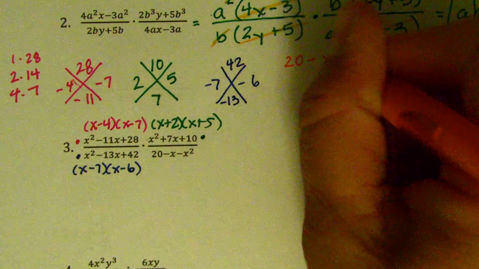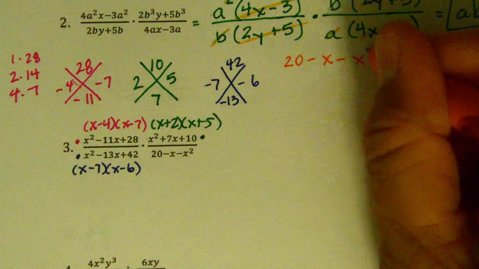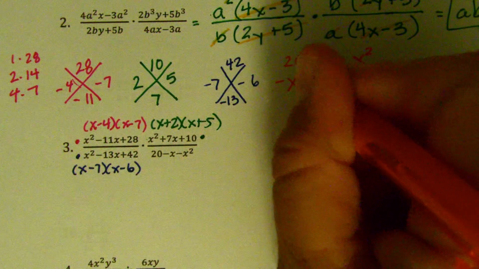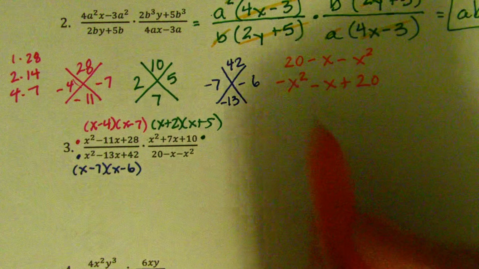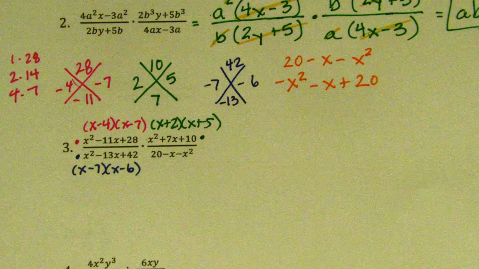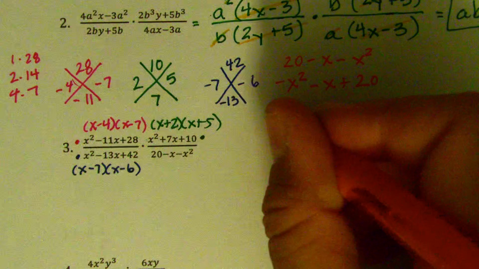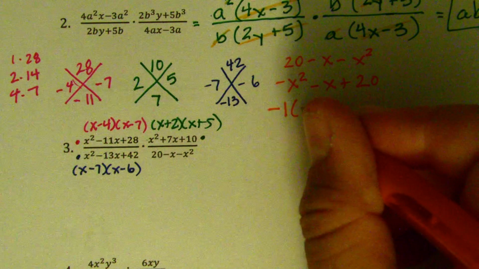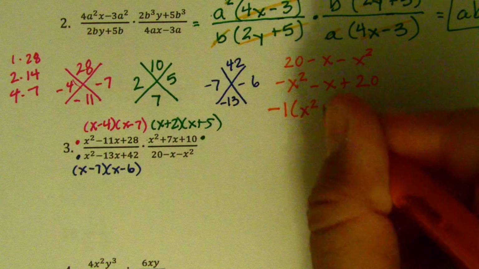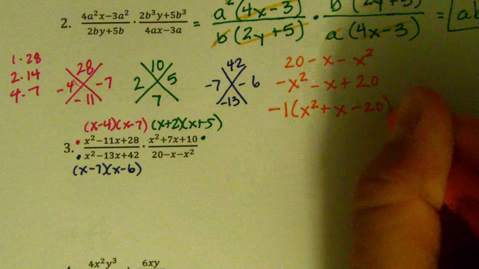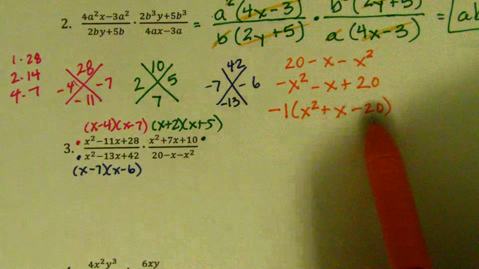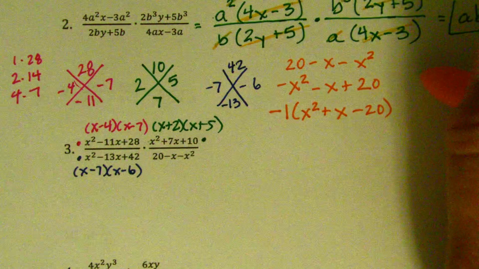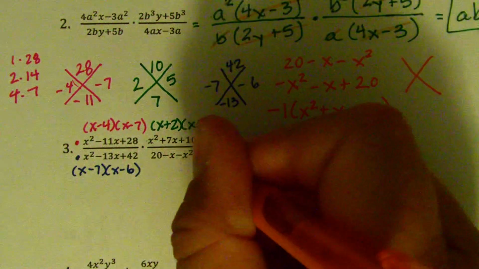20 minus x squared. If I reorder that to negative x squared minus x plus 20, I have a negative on my leading coefficient there. And so what I'm going to do is factor out a negative 1. And then I'll have x squared plus x minus 20. I think that will be really helpful, factoring out that negative 1 and reordering it in your factoring. So let me go ahead and just put a little orange dot there.